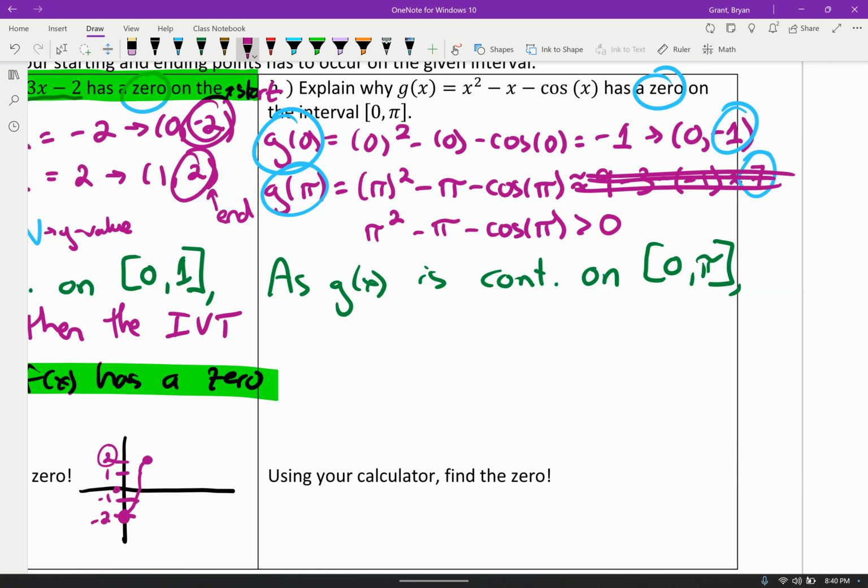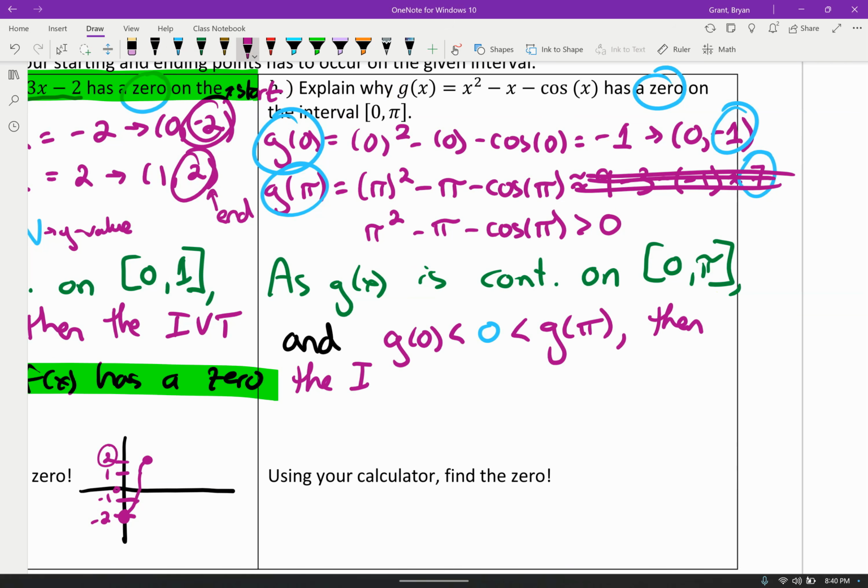And then our conclusion is pretty much the same. As g of x, make sure you use g, not f, this function is called g, is continuous on 0 to pi. And let's use our endpoints. G of 0 is the smaller endpoint. That's less than the 0 they asked us to find, which in turn is less than g of pi. Then the IVT, we can try for guarantee this time. Guarantees, right? Say it like that and you'll get it right.